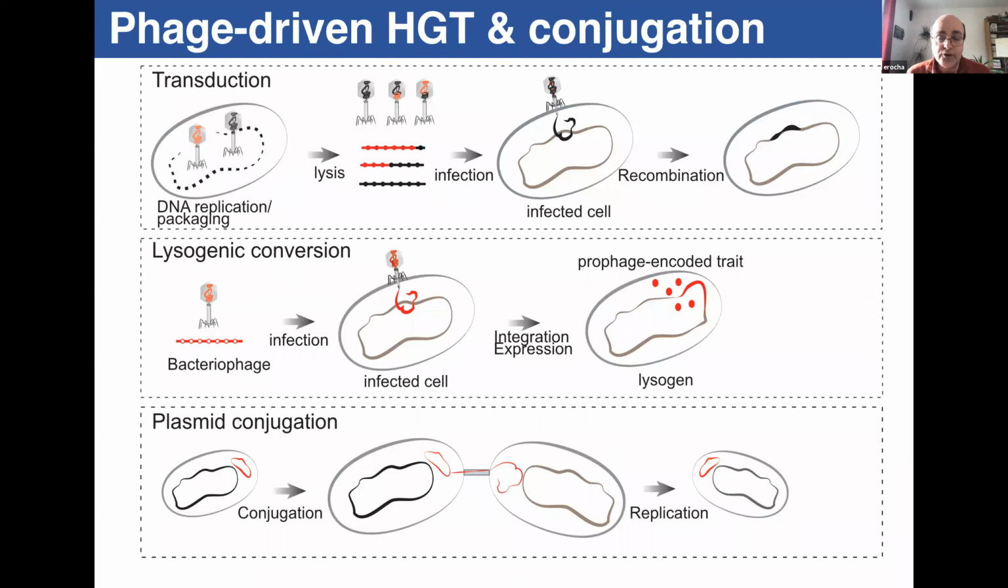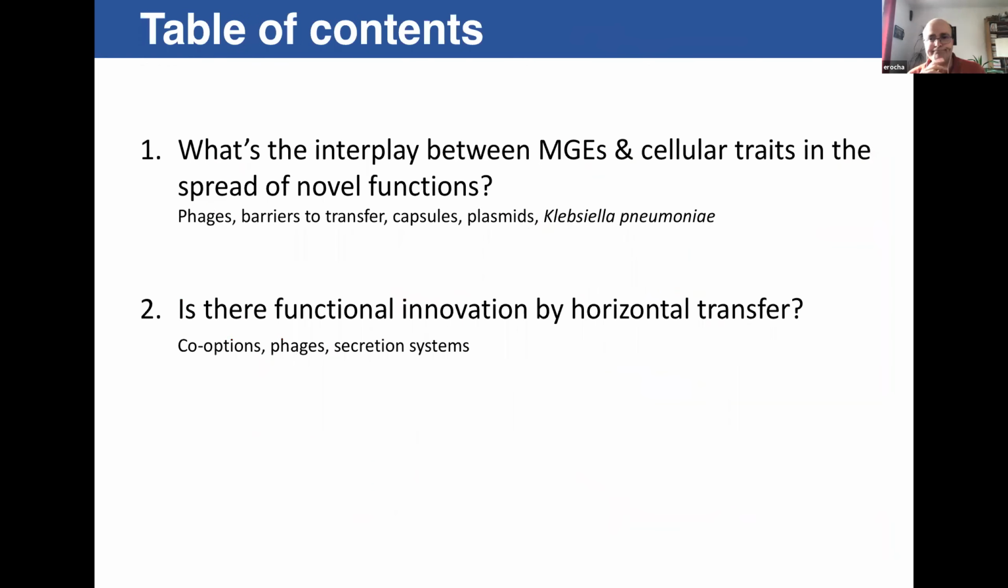Conjugation requires cell-to-cell contact, which is not the case of transduction, but it can transfer vast amounts of information. One can conjugate the entire E. coli chromosome from one cell into the other in about 1 hour and a half. So this allows for a massive horizontal gene transfer in just one go.